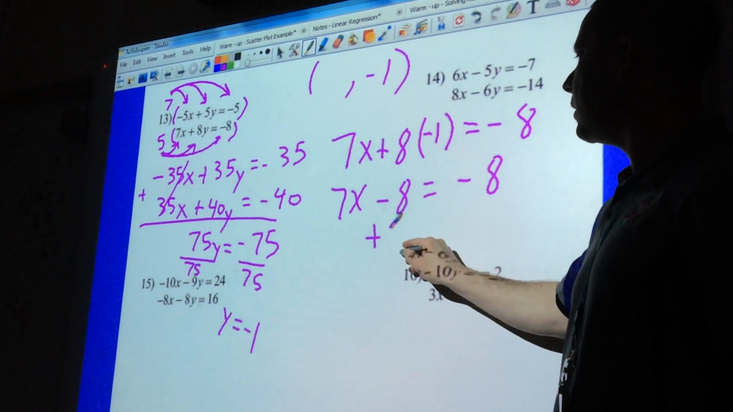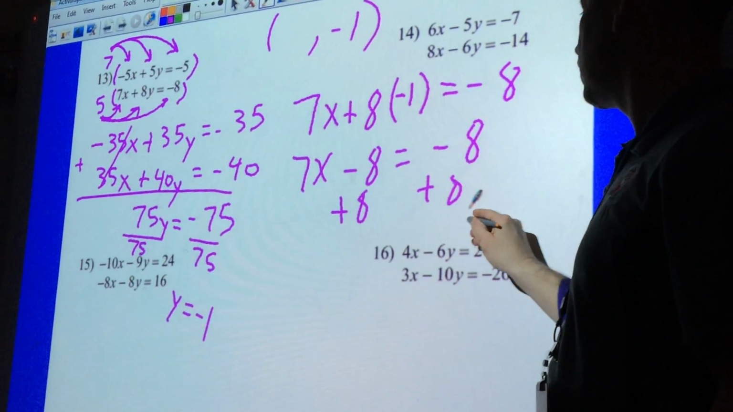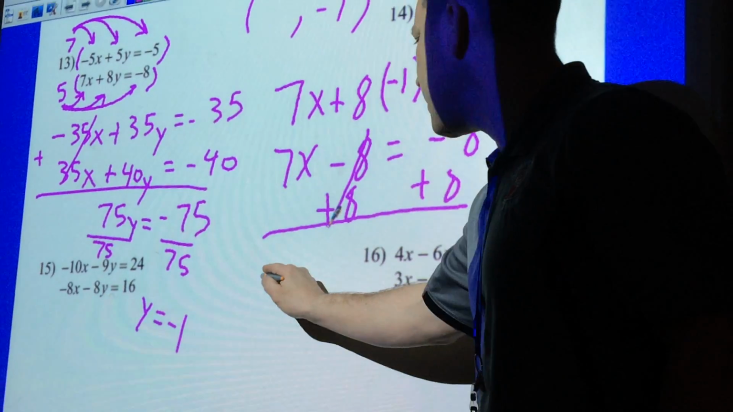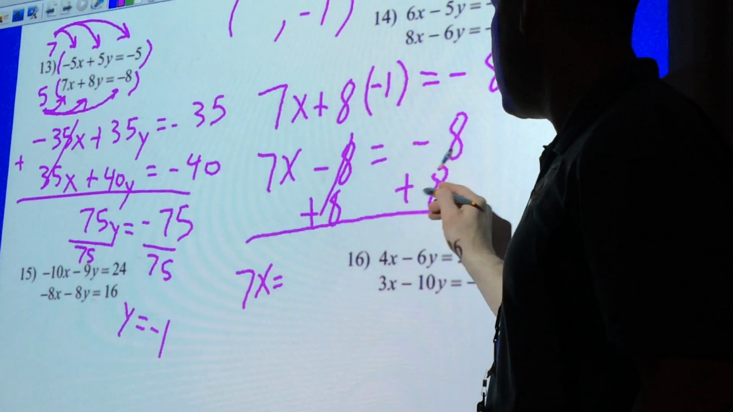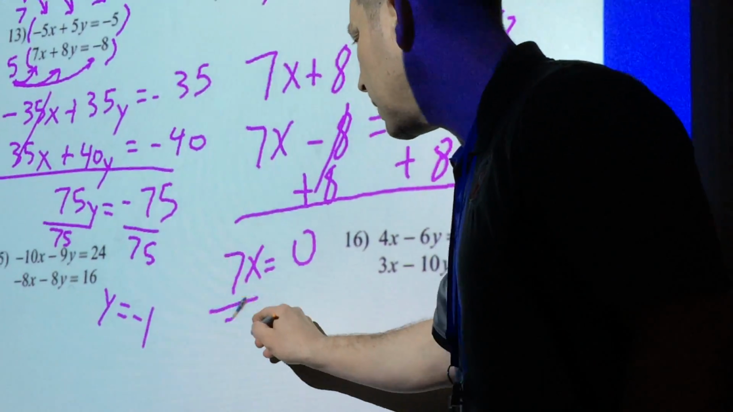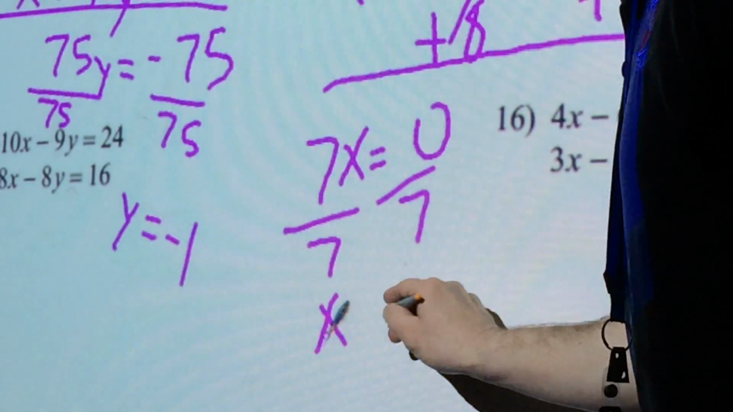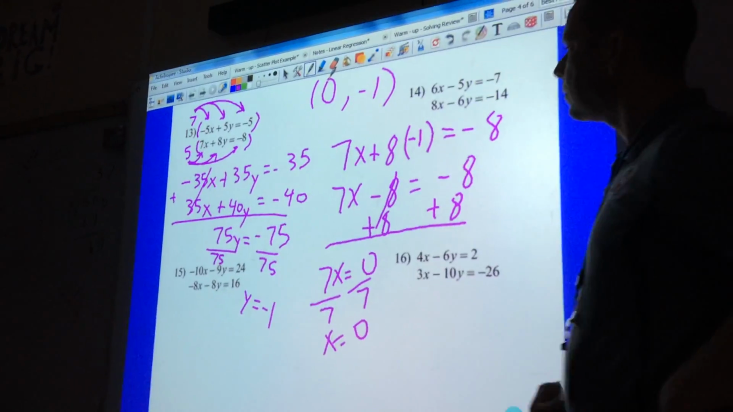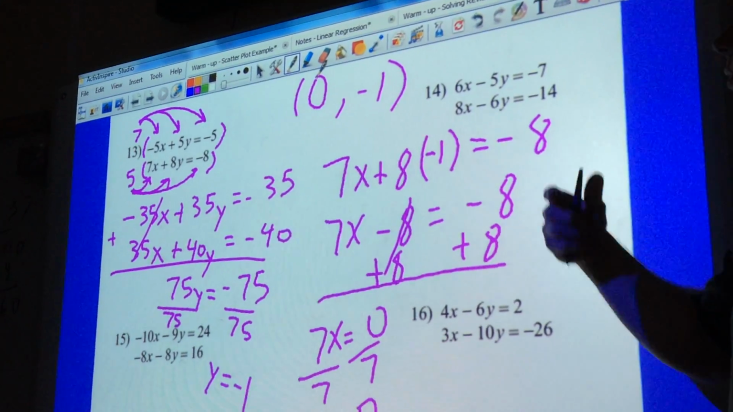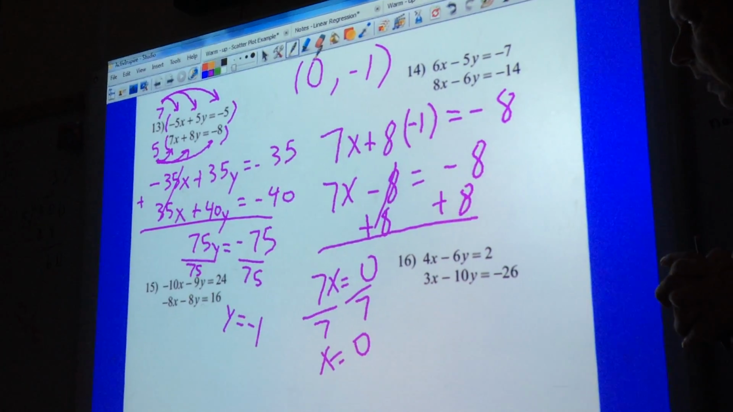Add 8 to both sides. And the resulting equation is 7x equals 0. So I'll divide both sides by 7. And x equals 0. So the solution for number 13 is 0, negative 1.